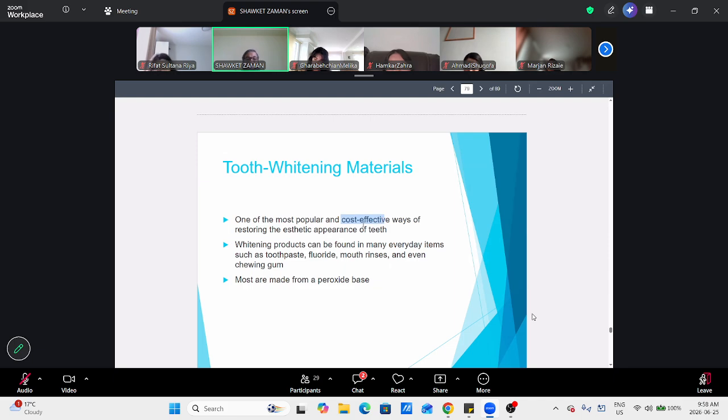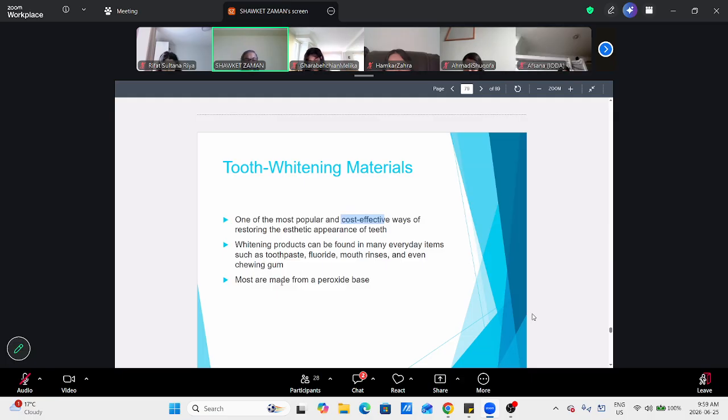So whitening products can be found in many everyday items such as toothpaste. You will see there are many toothpastes that claim to be whitening toothpaste. It is a toothpaste, but at the same time, it will increase the shininess of the teeth. Whitening toothpaste, fluoride containing toothpaste, mouth rinses, as well as chewing gums are also available nowadays to improve the color of the teeth. That is called all the whitening materials.